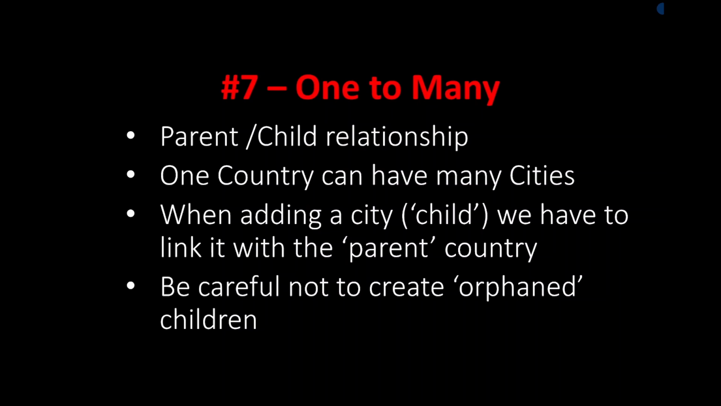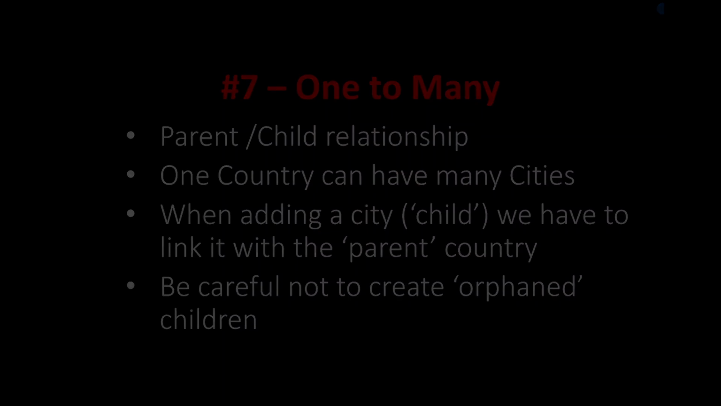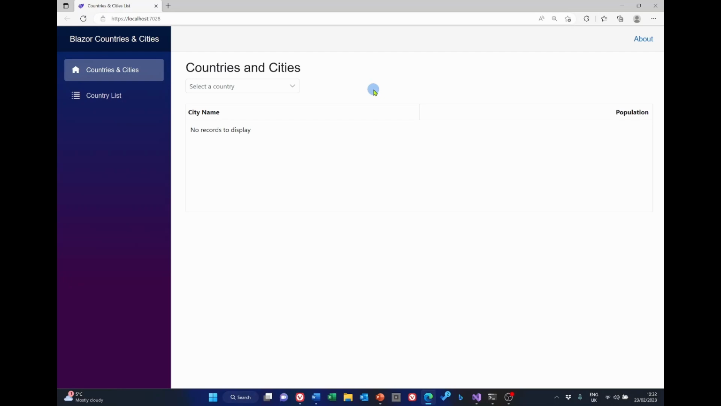But before we get into the nitty-gritty, let's just have a look at how I aim to have our main countries and cities page looking. So this is roughly what we'll be aiming for in this video. We've got the countries and cities with a drop-down box here, and then we'll list the cities underneath. So when we select a particular country, it will trigger a lookup and retrieve the cities for that particular country.